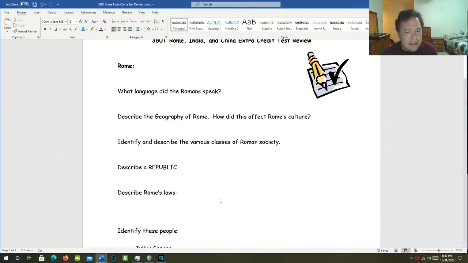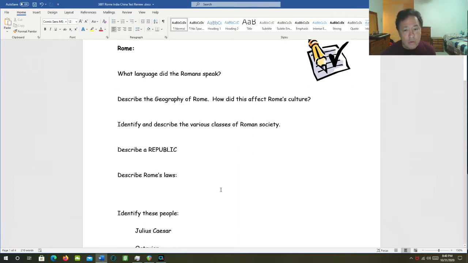Next question. Identify and describe the various classes of Roman society. And there are basically 3 that you have to think about. The highest class was the patricians. They are the wealthy landowners. Only patricians could participate in the Senate, which was Rome's ruling body. Below them, you've got the plebeians.